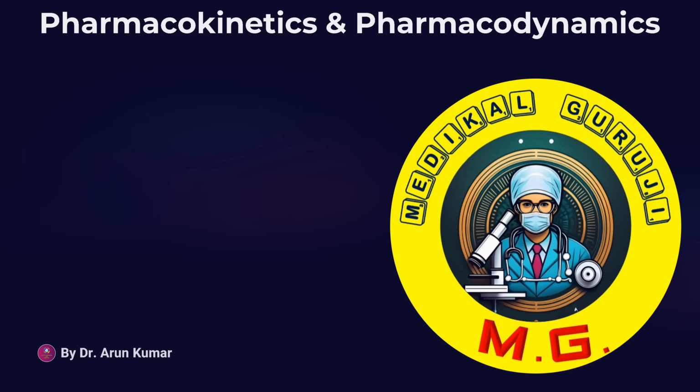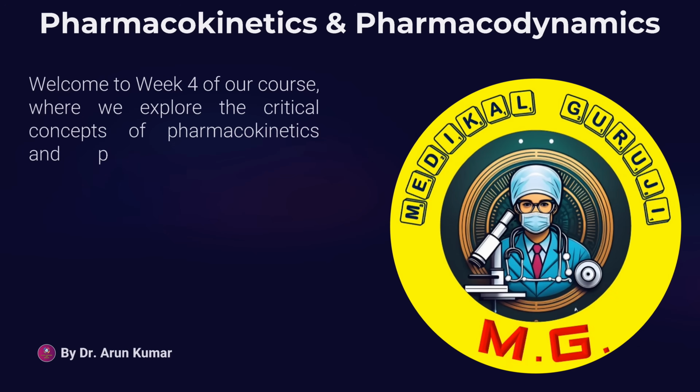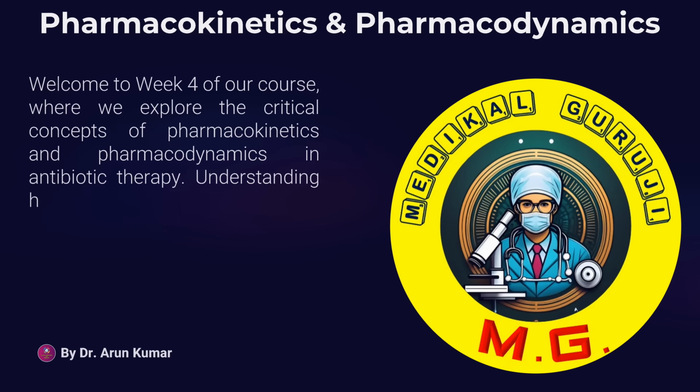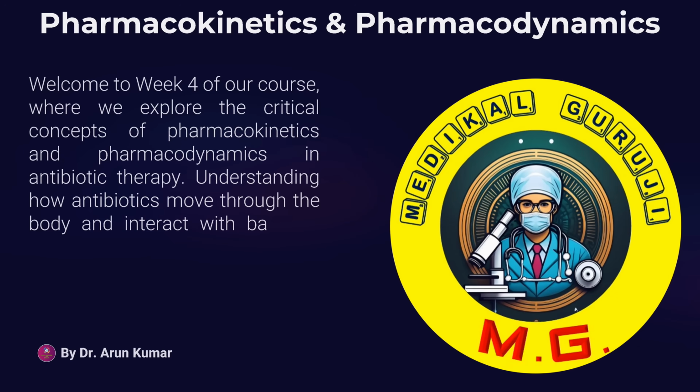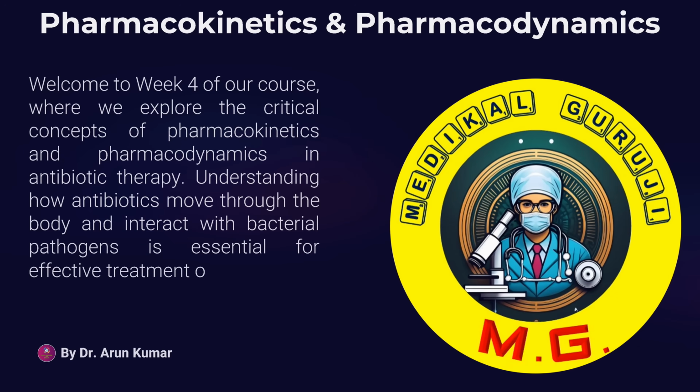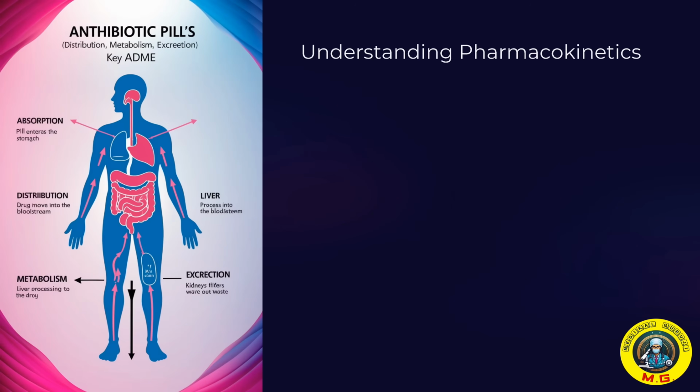In the last lecture, we discussed the spectrum of activity of antibiotics, the narrow spectrum antibiotics and the broad spectrum antibiotics. Today we will discuss pharmacokinetics and pharmacodynamics of antibiotics, which involves absorption, distribution, metabolism and excretion of antibiotics, dosage forms and route of administration, time dependent versus concentration dependent killing. So we are going to start with pharmacokinetics first.